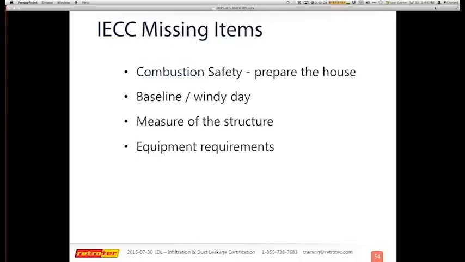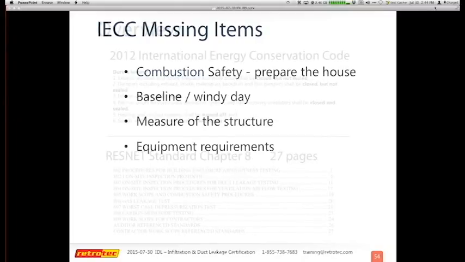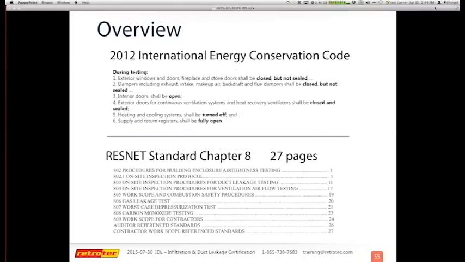So these are things that are indirectly implied when you're doing your IDL. So you do have to do a baseline. They give you the measurement of the structure. We are working actually on trying to come up with a better math study course for that. But in general, you need to be able to understand how to measure the structure. And equipment requirements are just really making sure that you know that your equipment is in certification and in compliance, which is part of the IDL requirements.